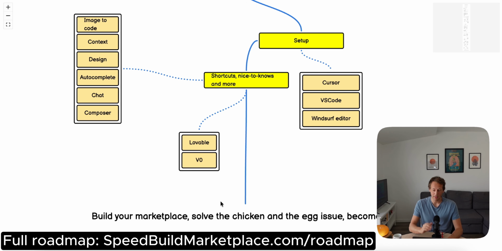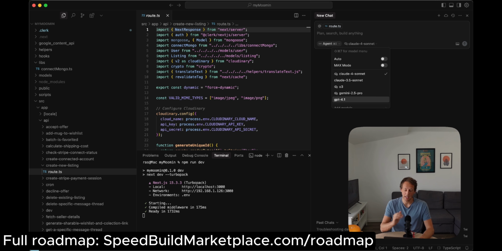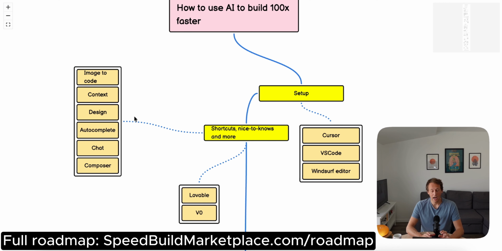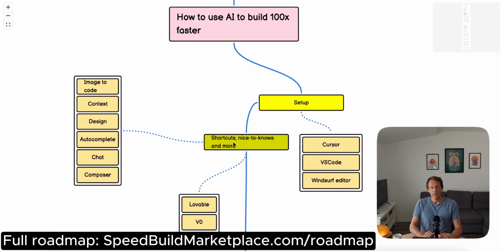I'm explaining how you can use Cursor for building your online marketplace using AI, and currently I'm using the 4.0 model from Claude, which is honestly amazing. And I'm also explaining how to use the chat composer, the autocomplete, and the context area within Cursor to build 100 times faster.